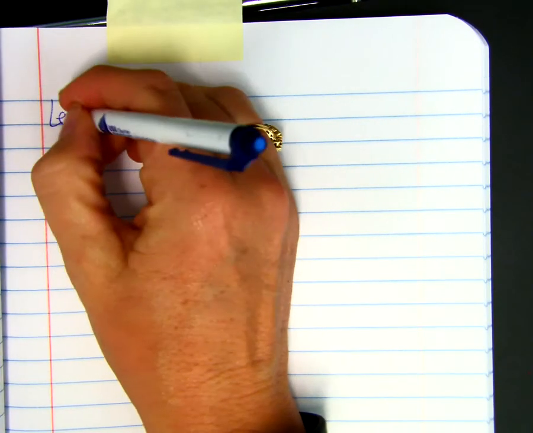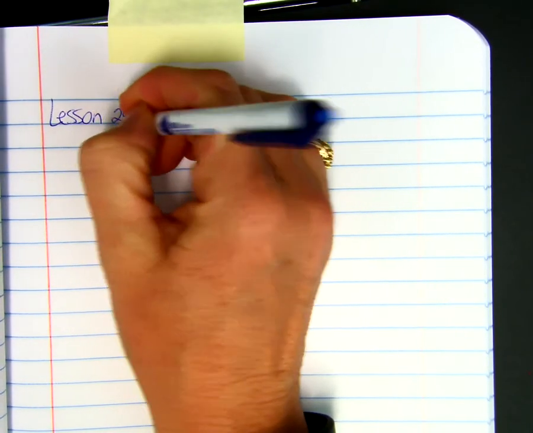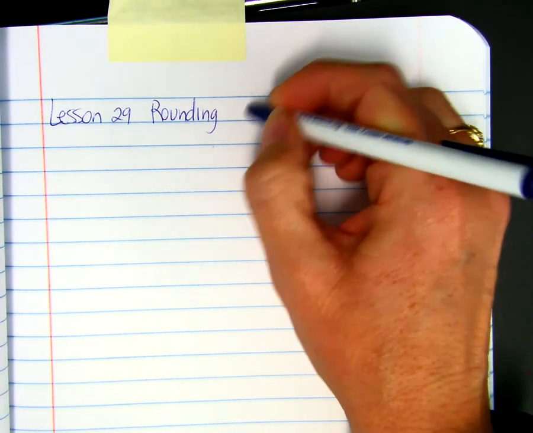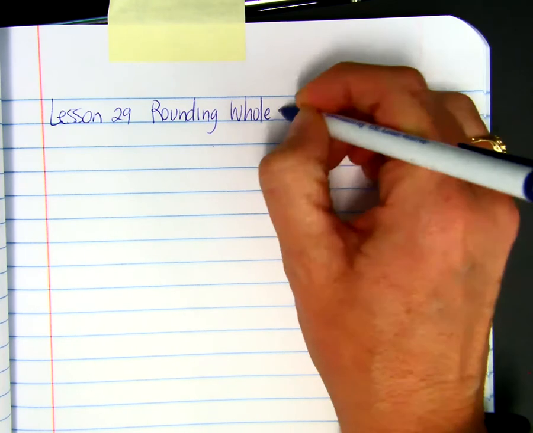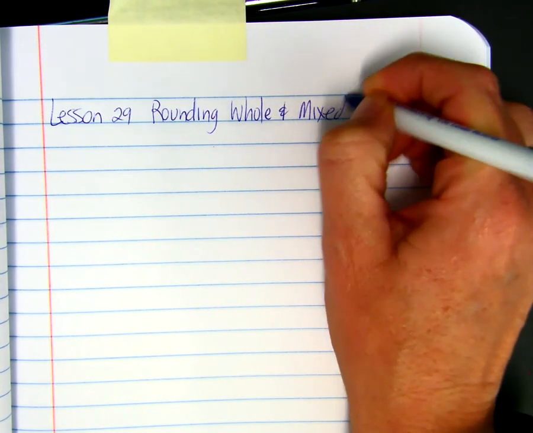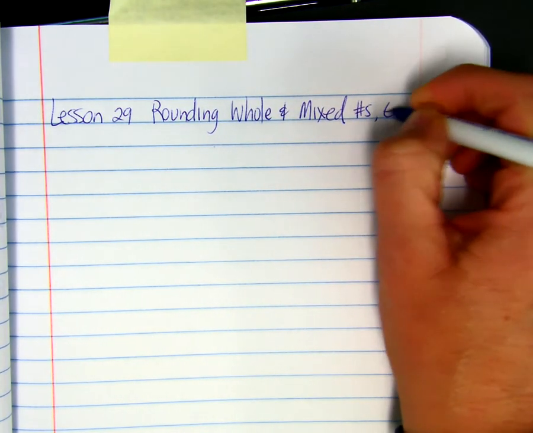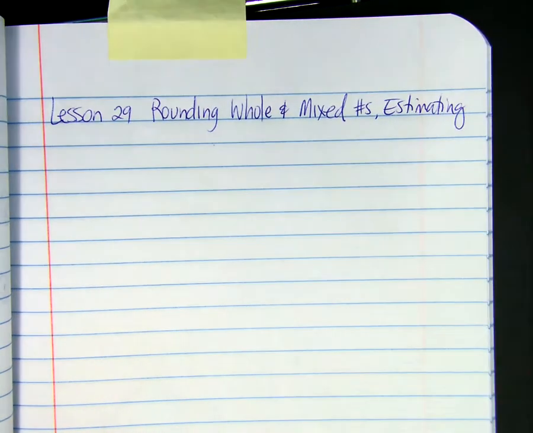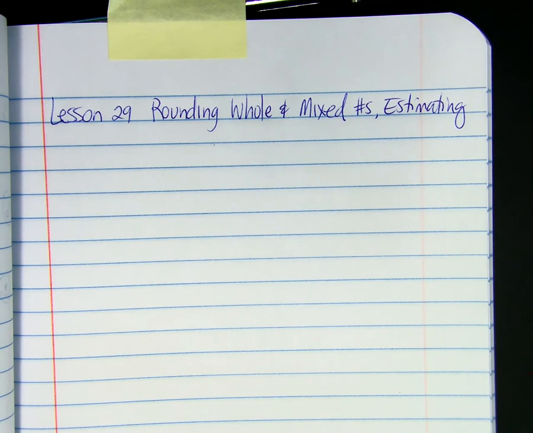Lesson 29, rounding whole numbers, rounding mixed numbers, and estimating answers. Okay, I kind of shortened the title.